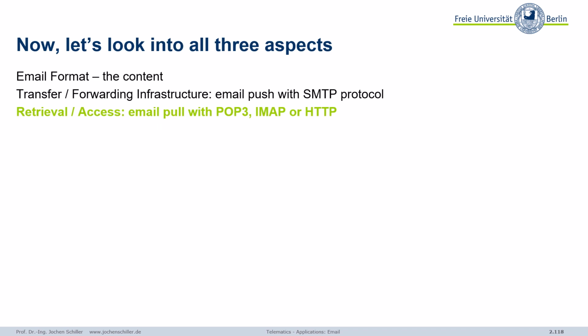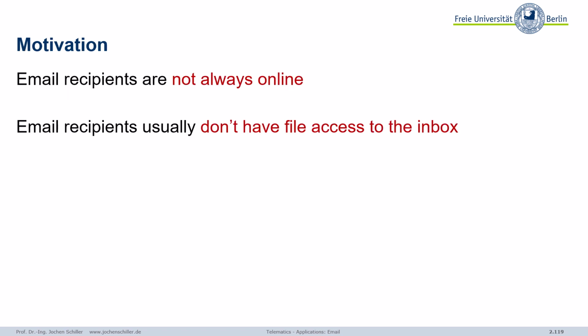Now finally, let's have a look into accessing the email. Because I told you, transfer is one thing, but what happens if the receiver is not online? We need something else. It's important that email recipients are not always online. So in the morning we switch on the computer, we have a look at the mobile phone, whatever, and check the email.